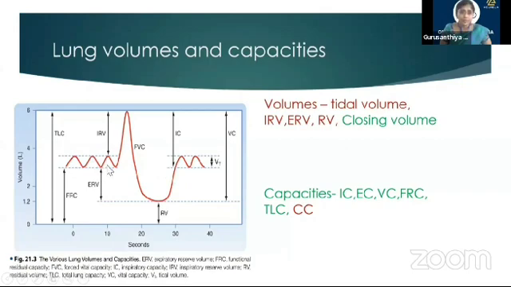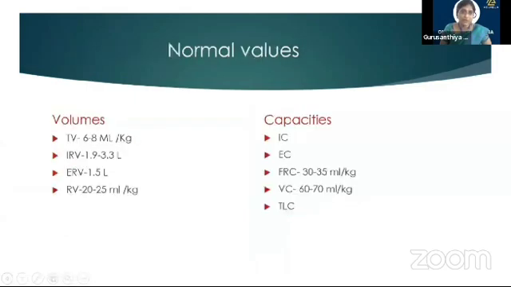Inspiratory capacity is nothing but tidal volume plus inspiratory reserve volume. Then comes the expiratory capacity, that is tidal volume plus expiratory reserve volume. Then comes the functional residual capacity, which is the expiratory reserve volume plus the residual volume. As you can see, this total is the functional residual capacity.